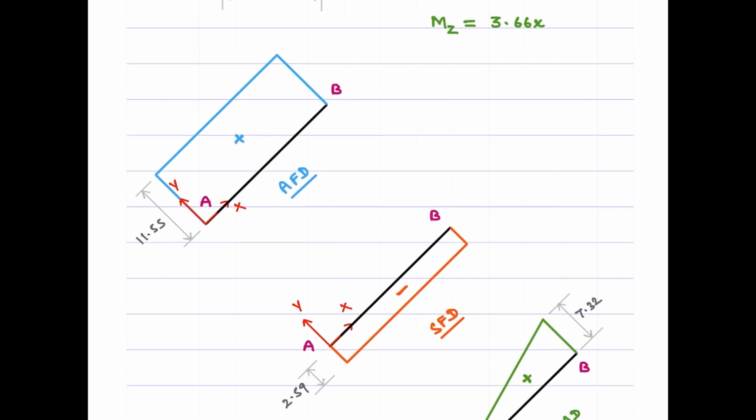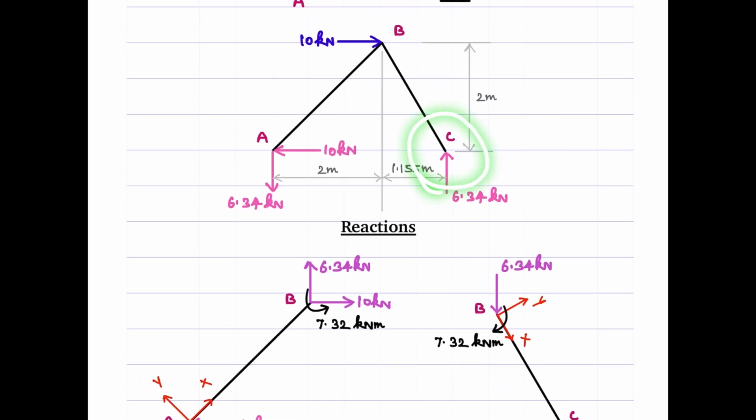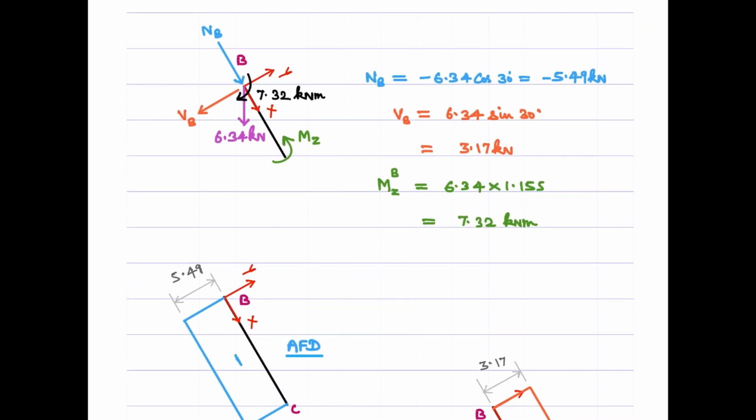So this is the roller support. For the member BC, this is the roller support. So the bending moment will be 0 here. So the variation will be something like this. Okay. Direction we need to see. It depends on the axis we have picked up.